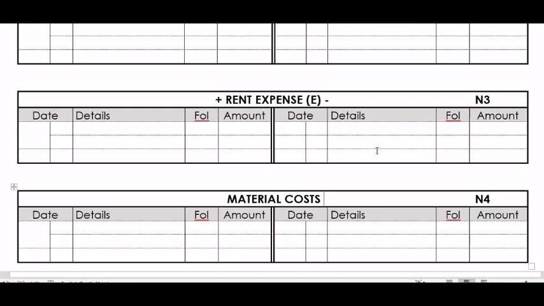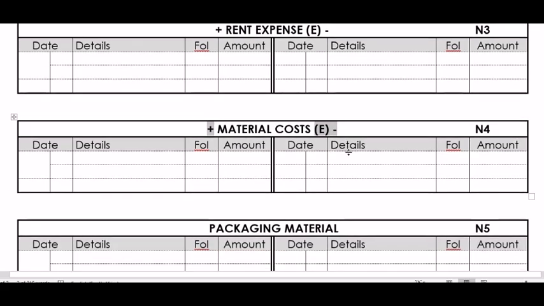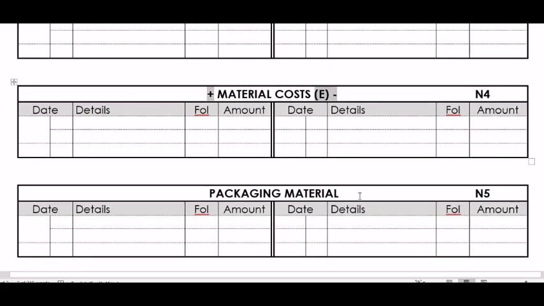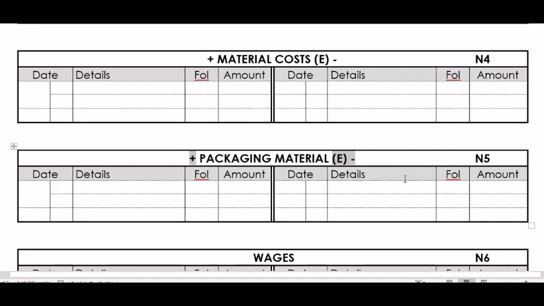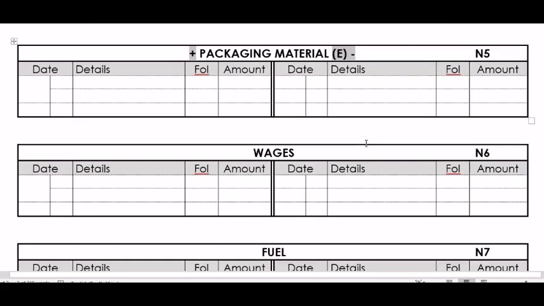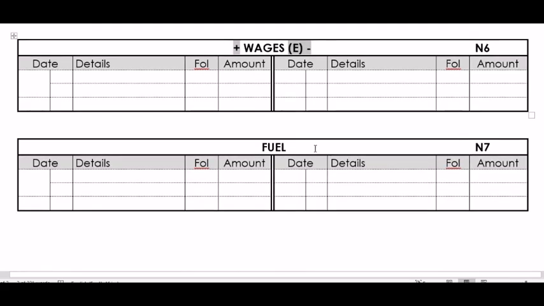Then nominal account number 4, you've got material costs. The plus is on the debit side, the minus is on the credit side. Nominal account number 5, we've got packaging material, which is also an expense. Plus is on the debit, minus is on the credit. Nominal account number 6, we've got wages, which is also an expense. The plus is on the debit, the minus is on the credit. Nominal account number 7, we've got fuel, also an expense. The plus is on the debit, the minus is on the credit.